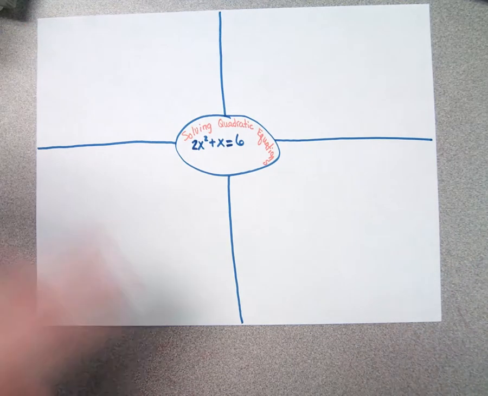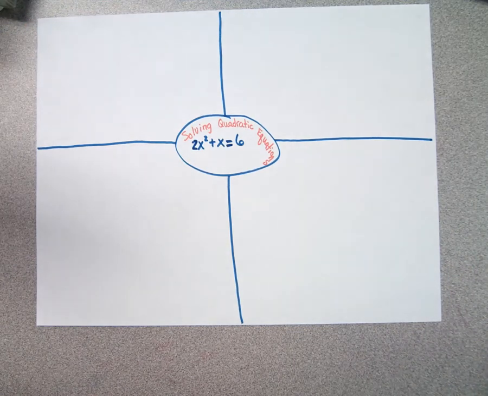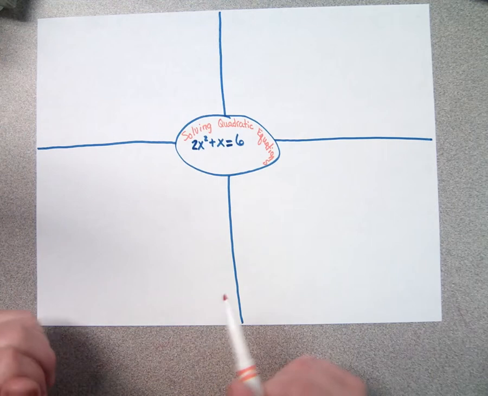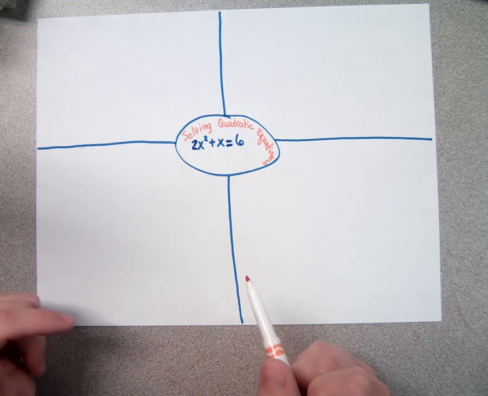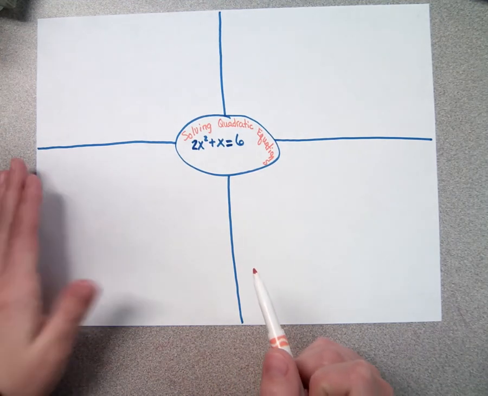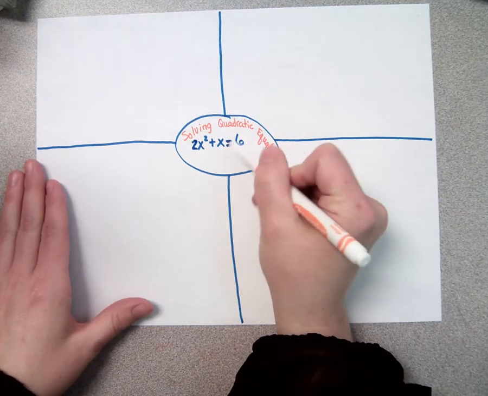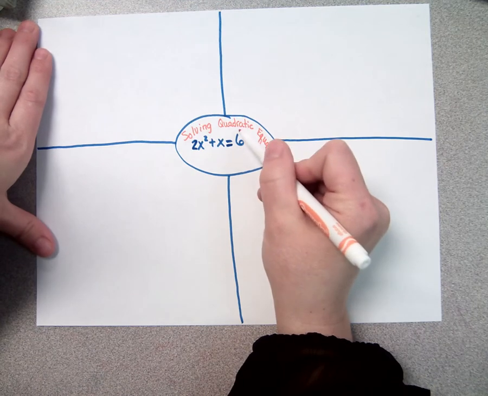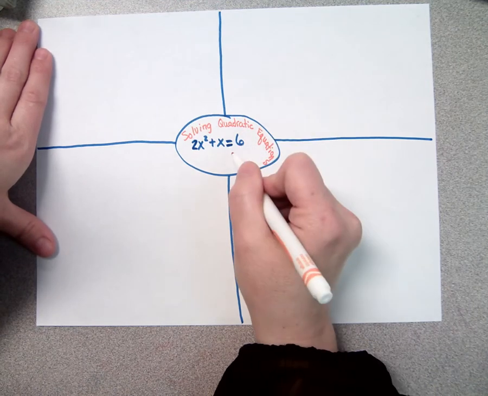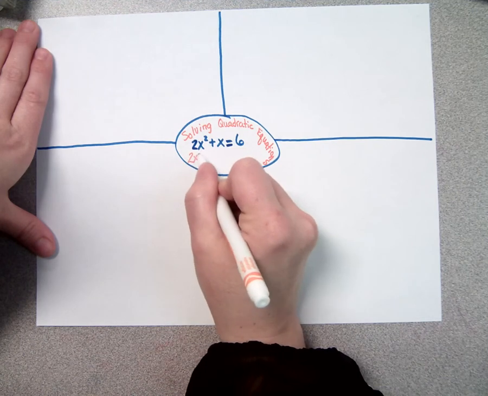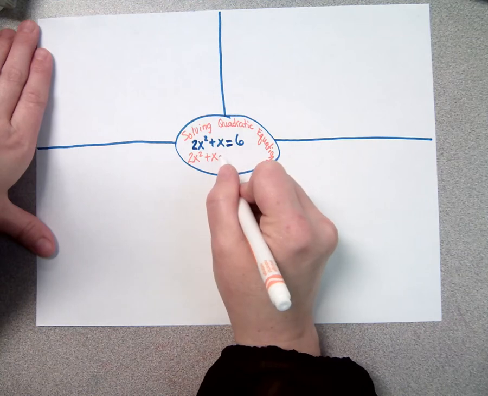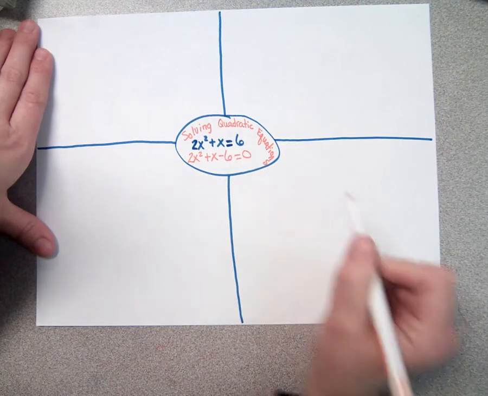2x squared plus x equals 6. This is an example of a quadratic equation because the highest exponent is a 2. Now, we've been talking the last few days that if you solve by graphing or factoring or with the quadratic formula, this always needs to say equals 0. So how can I make this 6 turn into a 0? By subtracting it. So if I subtract it, I would have 2x squared plus x minus 6, and now it equals 0.